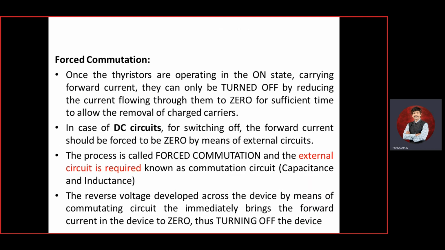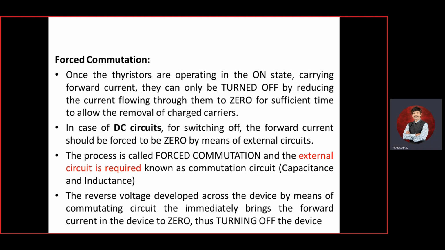So the current brings the forward current in the device to zero. Thus, whatever the forward current was there, that will become zero. Initially, it was forward current, on the positive side only. Since the reverse voltage is developed, that will go to zero. That will create a forward current reducing to zero. Once it crosses zero, your thyristor will turn off. This is forced commutation.